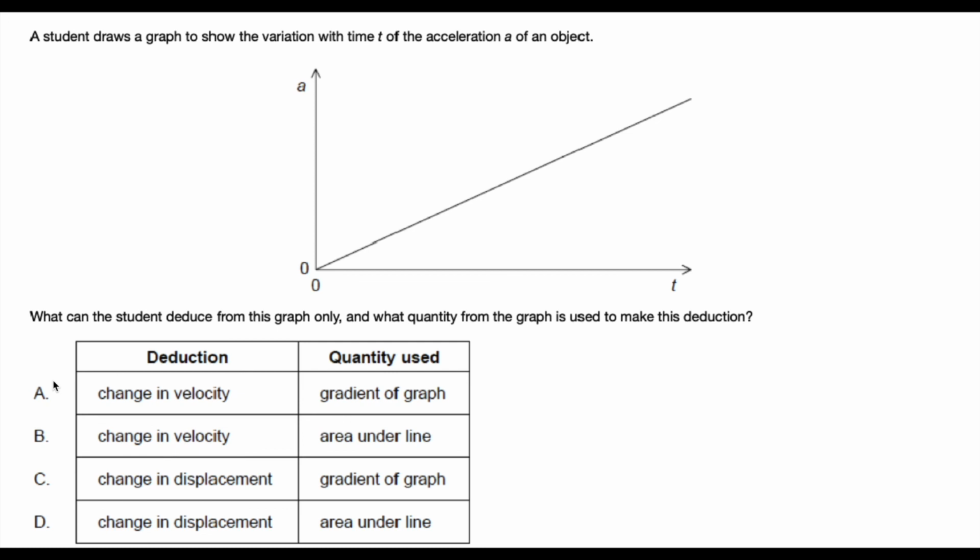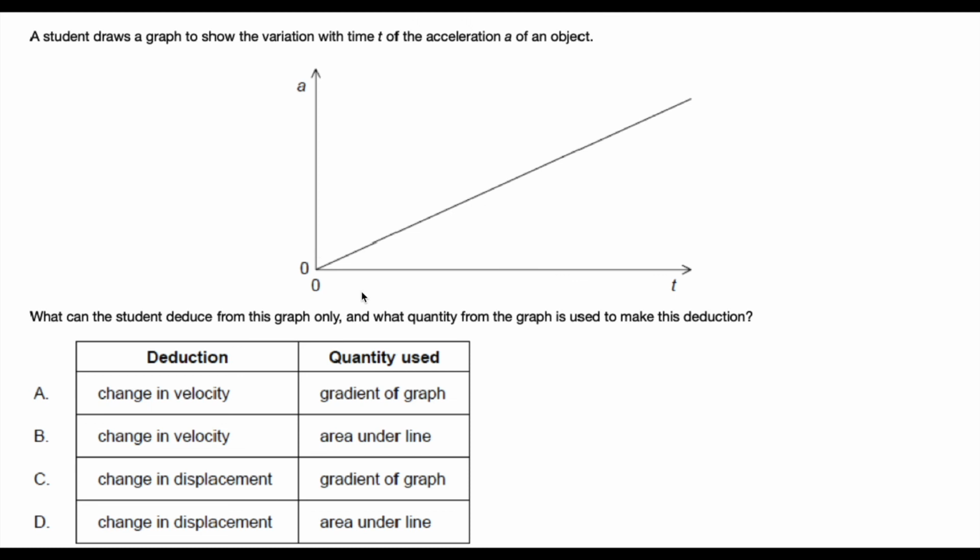A student draws a graph to show the variation with time t of the acceleration a of an object. What can the student deduce from this graph only? And what quantity from the graph is used to make this deduction? So change in velocity, gradient.